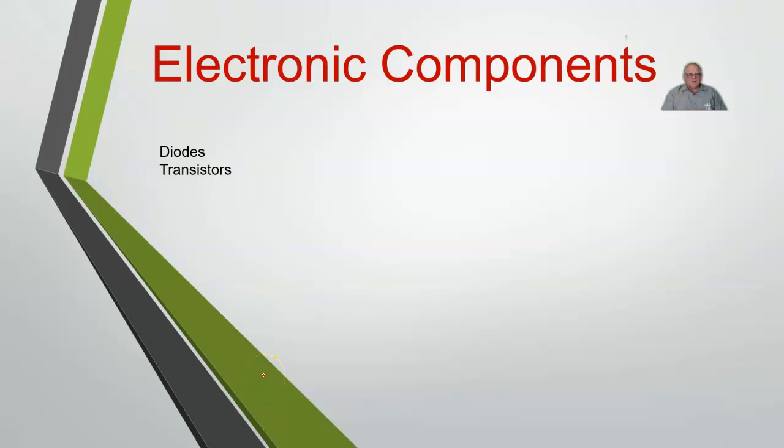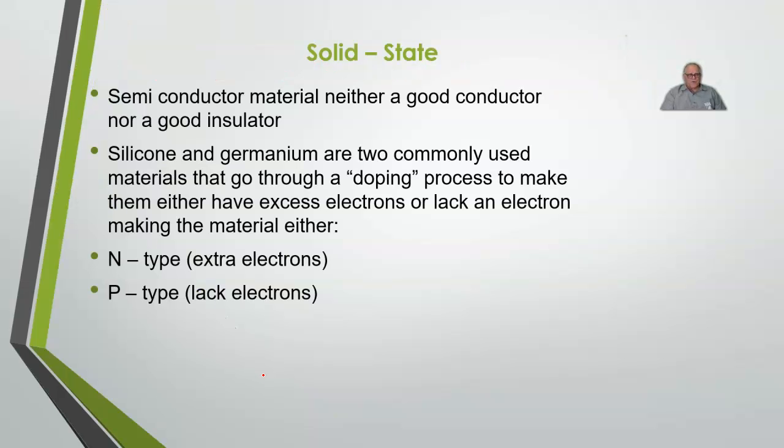In this video, we're going to talk about electronic components. Specifically, we're going to cover diodes and transistors, simplified in a way that's easy to understand. So, solid-state components, we're going to be using the semiconductor material. Two common semiconductor materials are silicon and germanium.